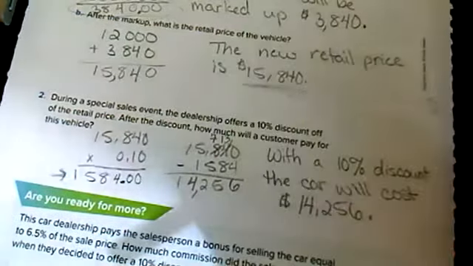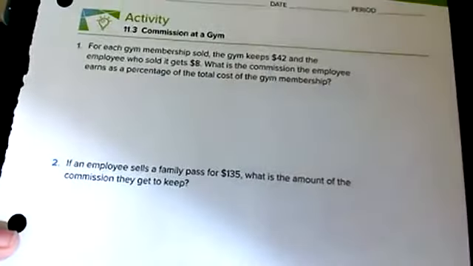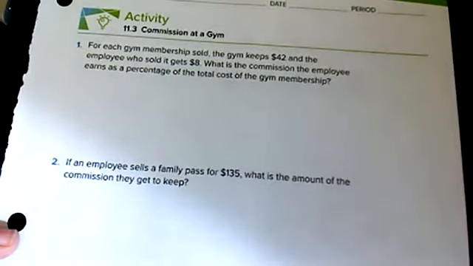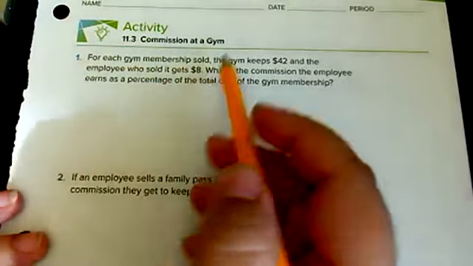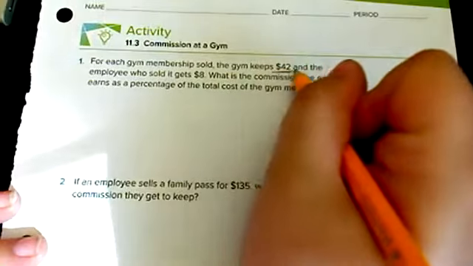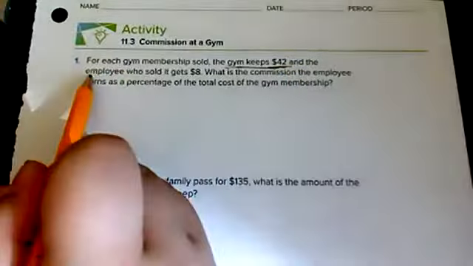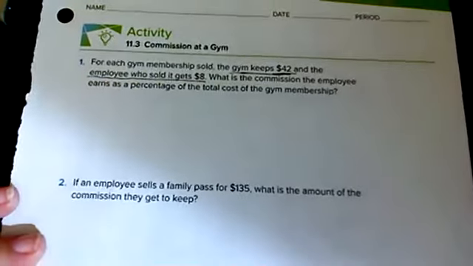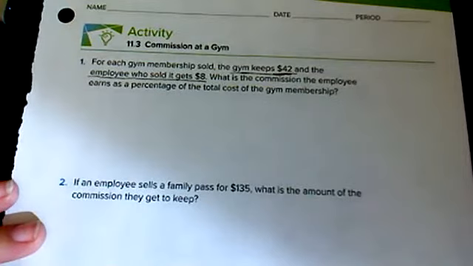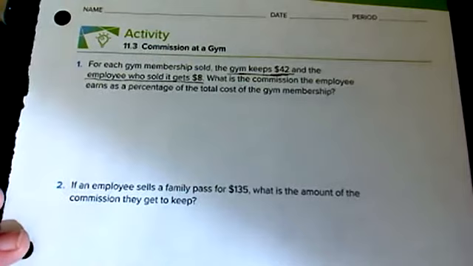All right, let's move over to page 317. And we're gonna look at a gym membership. So for each gym membership sold, the gym keeps $42. So that's for the gym. And the employee who sold it gets $8. What is the commission the employee earns as a percentage of the total cost of the gym membership?